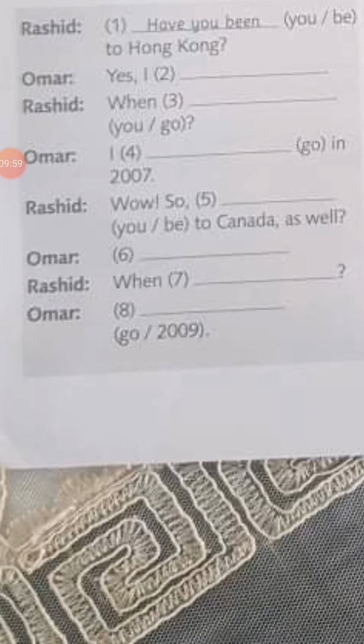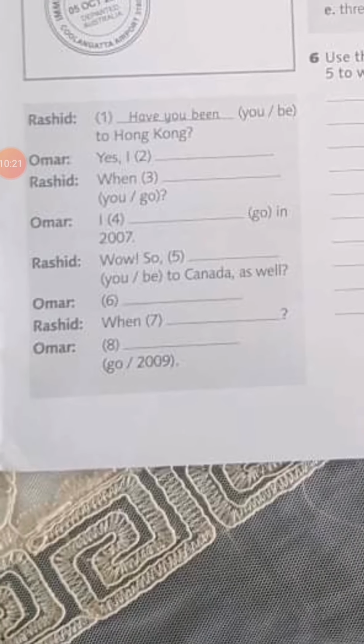So move to Rashid. Also, number 5, you'll be to Canada as well. As well here, it's the same meaning as also, بمعنى كذلك. It's an adverb. لازم تكتبها عندك واعرفها. As well, it's an adverb, ظرف. It's the same meaning as also, بمعنى كذلك. So what is the answer here? What do you guess here, Omar?